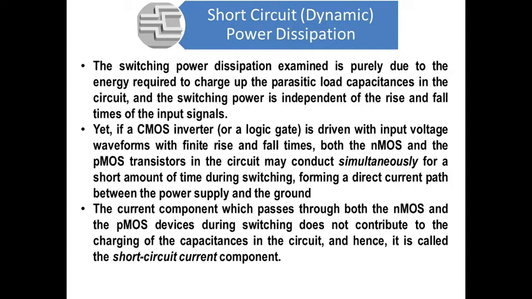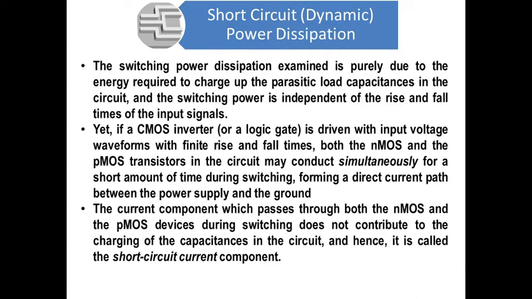So the current that flows between the power supply and ground is called short circuit current. The name short circuit is given because during this, both your NMOS and PMOS switches are on and VDD is directly connected to the ground. This is as good as a short circuit, and the current that flows because of this short circuit is known as short circuit current.